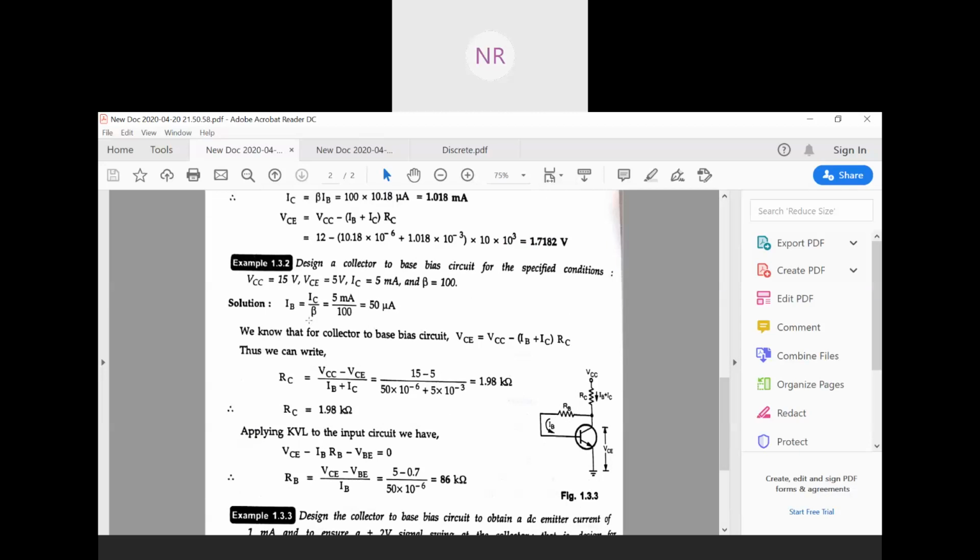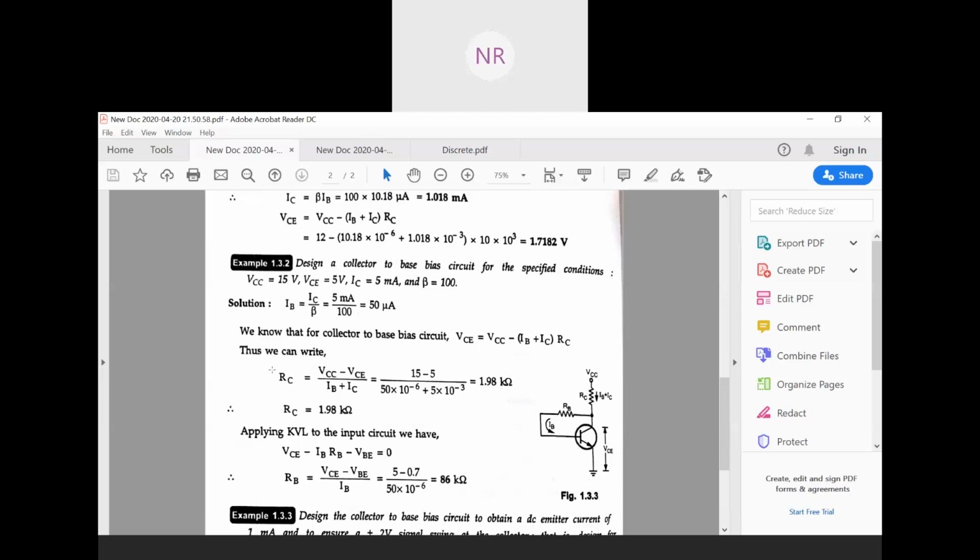Okay, so here you are going to calculate the unknowns. IB is unknown, RB is unknown, RC is unknown. So IB can be calculated as IC by beta. IC is given as 5 milli, divided by 100, 50 micro you will be getting.